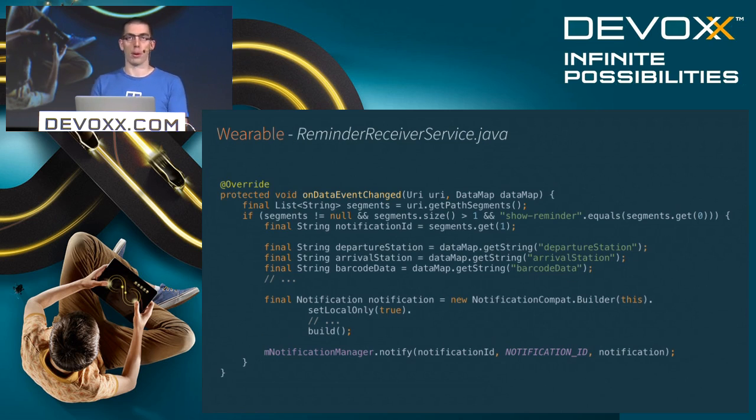So I get the departure station. It's like serializing on the phone, and here we are unserializing information on the wearable side. And once you have all of that information, you can start building your notification. The code is pretty straightforward because it's very similar to what you have on the phone. You create a notification builder, and you pass all the information. You create the notification just like you want it to be displayed. And once it's done, you notify the notification manager so that it can display the notification.